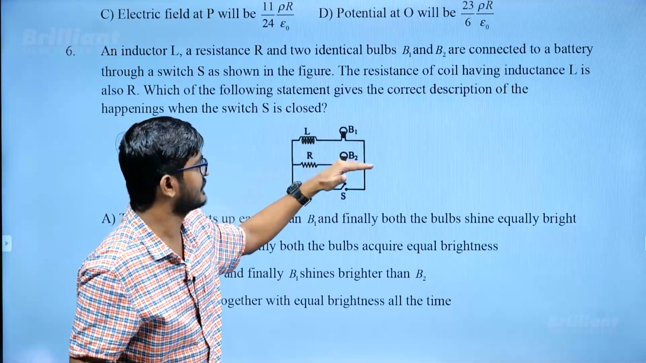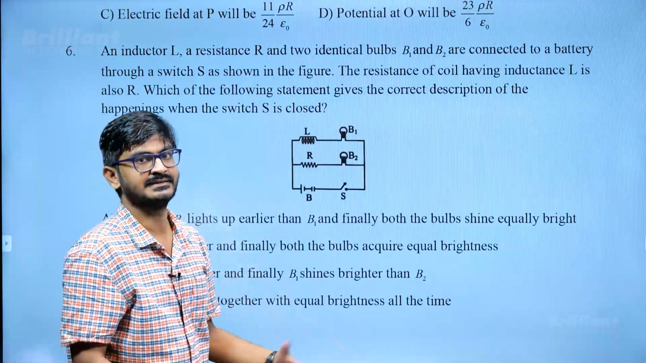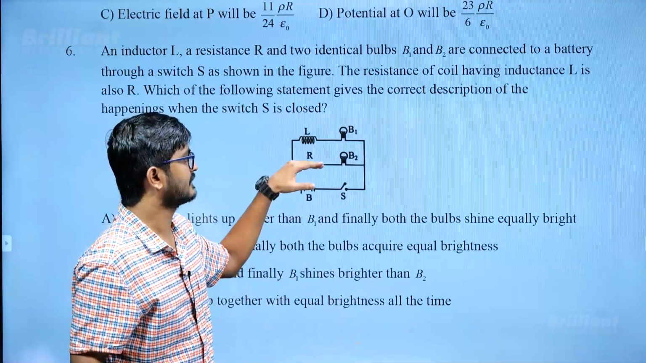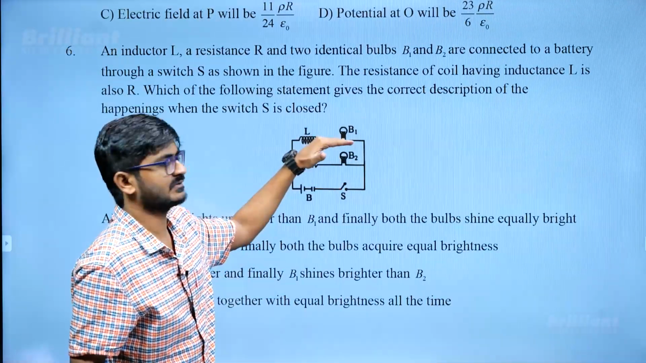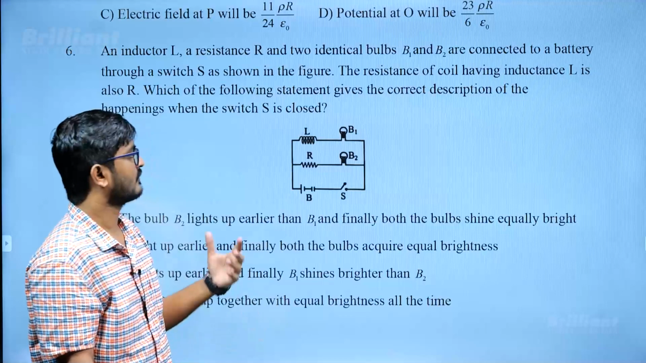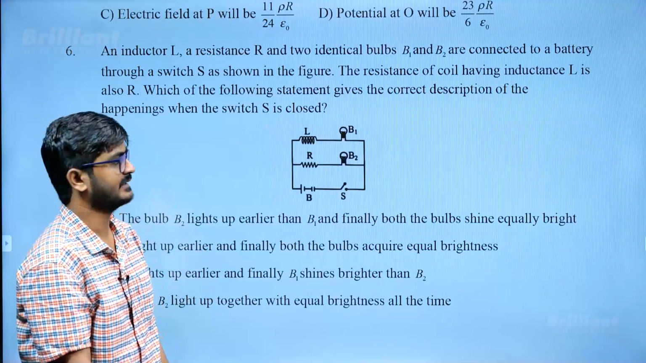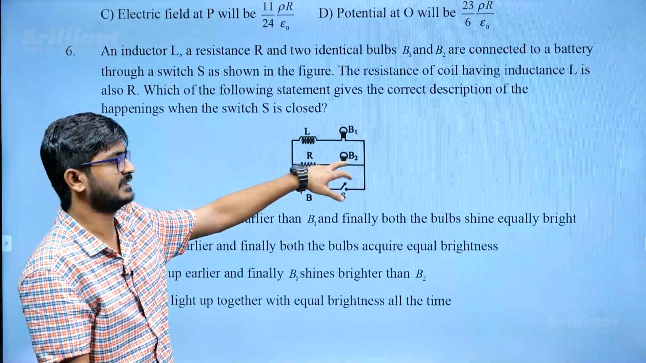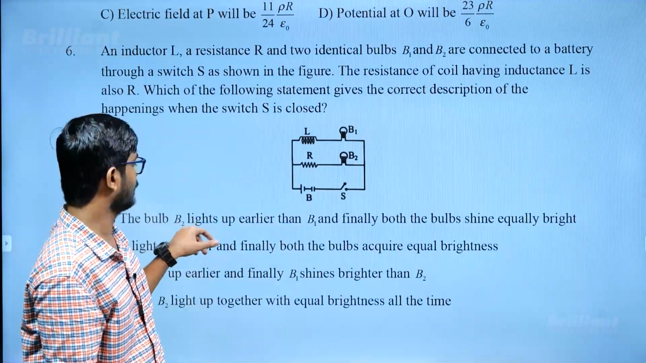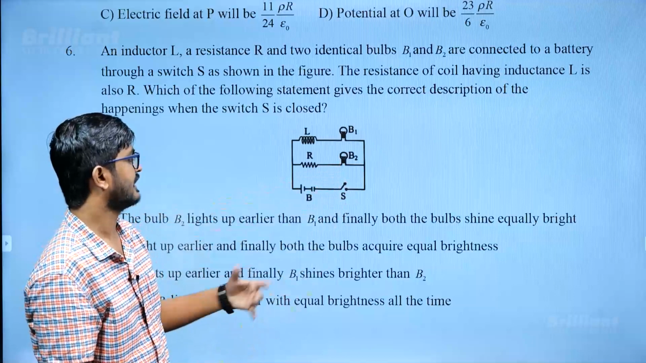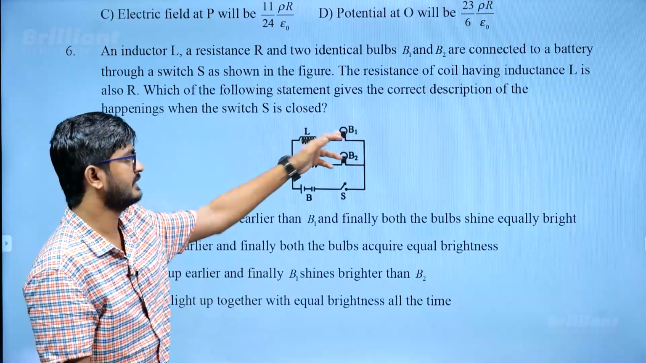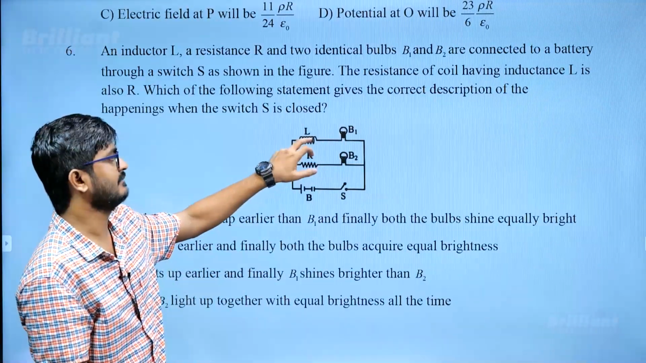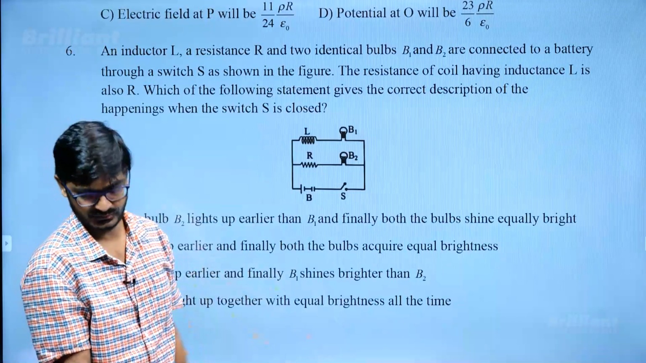So the current in this circuit and in this circuit is going to remain the same finally, but initially the current in this one will be more, and the current in this one will be less. So finally both bulbs will be glowing with the same intensity, but which will light more quickly, more bright, initially? That is this bulb. So bulb B2 lights up earlier than B1, and finally both the bulbs shine equally bright. It takes time for the current to grow, right?